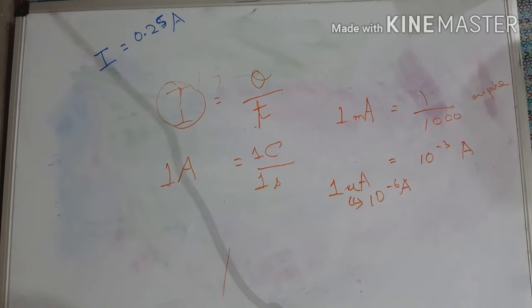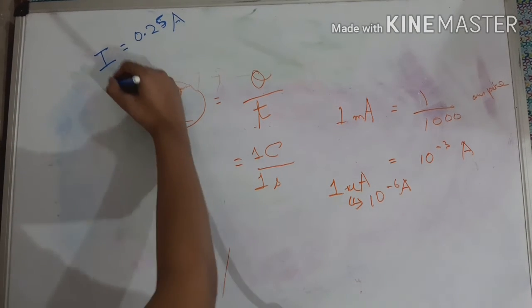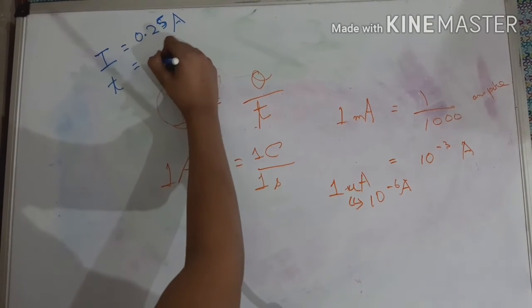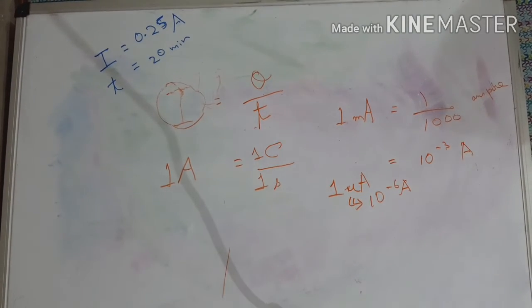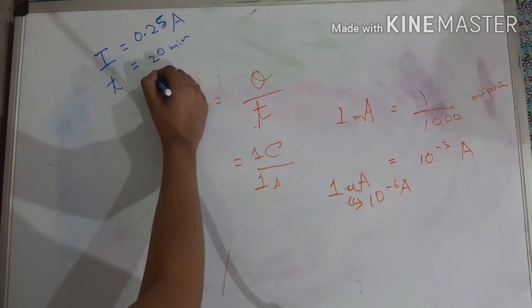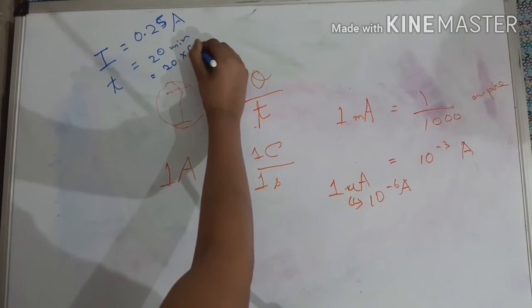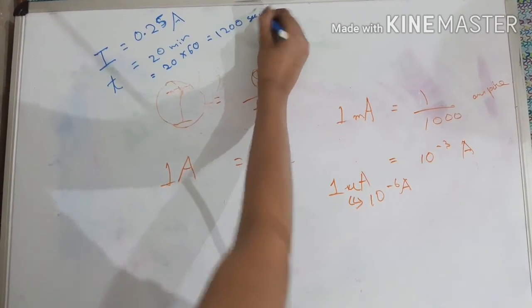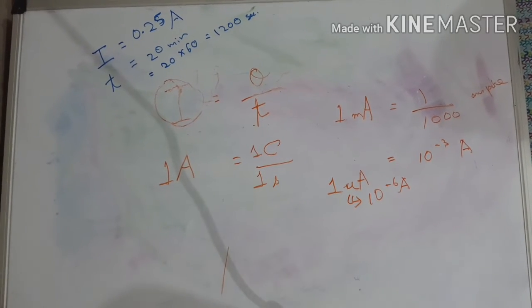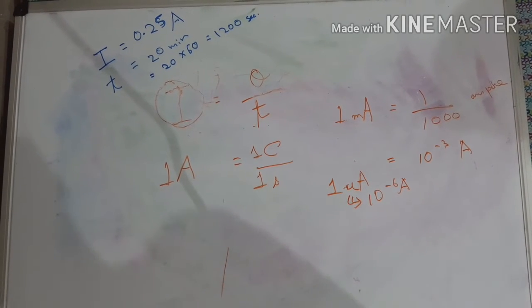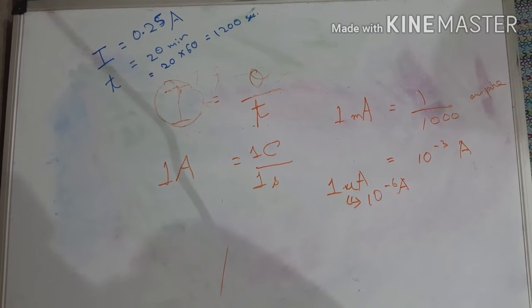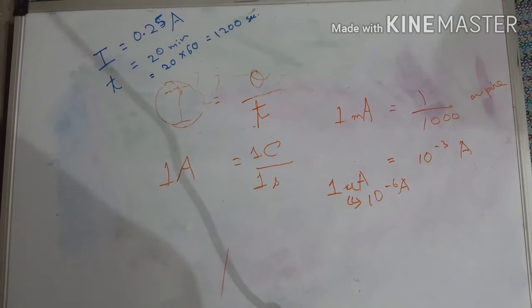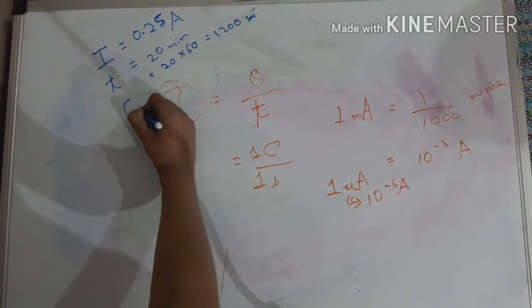So the question, first listen. An electric bulb draws a current of 0.25 amperes for 20 minutes. So the time is 20 minutes. Let's convert it into seconds. 20 into 60 is equal to 1200 seconds. Okay, then calculate. So these two are given and we have to calculate the electric charge that flows through the circuit, that is Q.